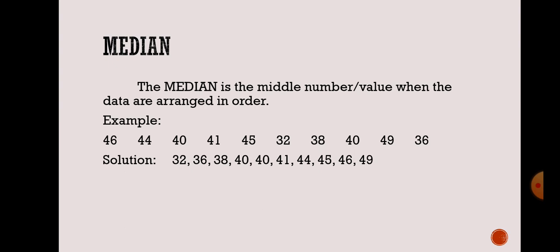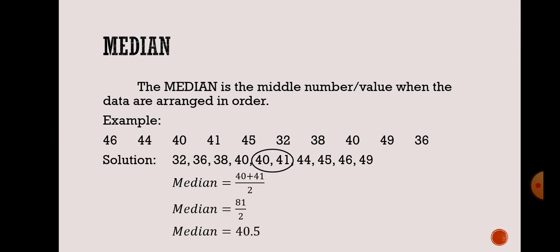So when we say median, it is the middle number or middle value. As you can see, we have 10 data or 10 scores. Therefore, the middle values would be 40 and 41. But we can only have one value for the median. So we get the median by adding 40 and 41 divided by 2. That would be 81 divided by 2, or simply 40.5. So the median therefore would be 40.5.